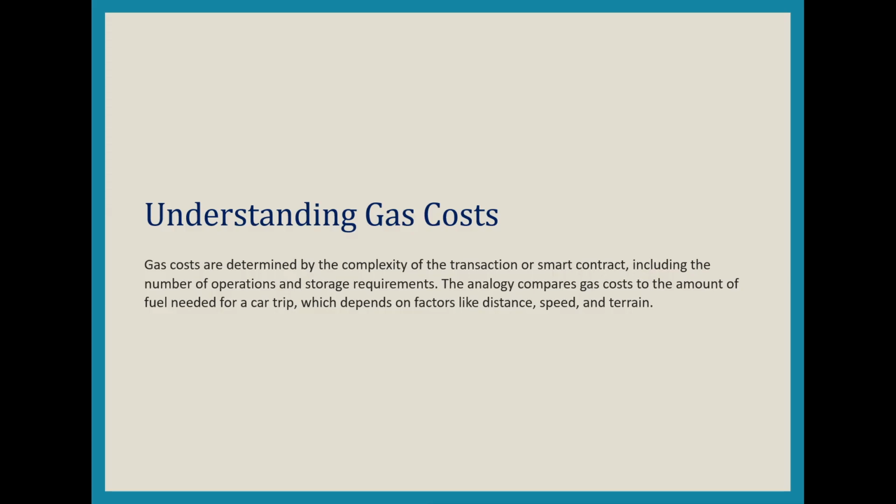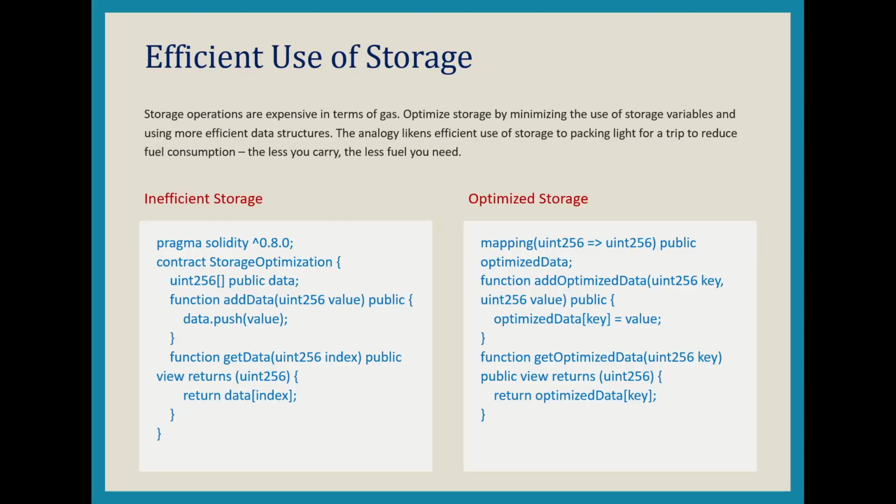Gas costs are determined by the complexity of the transaction or smart contract, including the number of operations and storage requirements. The analogy today we are going to use compares gas cost to the amount of fuel needed for a car trip, which depends on multiple factors like distance, speed, terrain, right? Weight of the car, luggage in the car, lot of factors matter. So what we are going to talk about is the efficient use of storage.